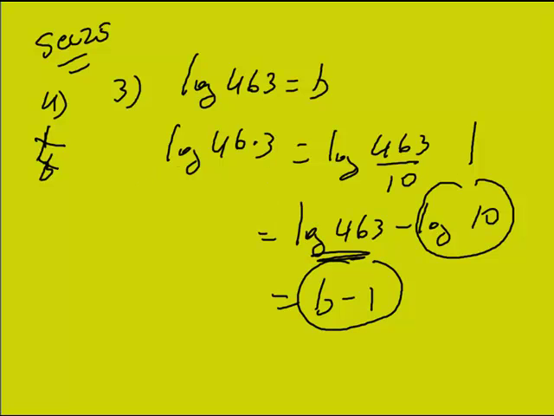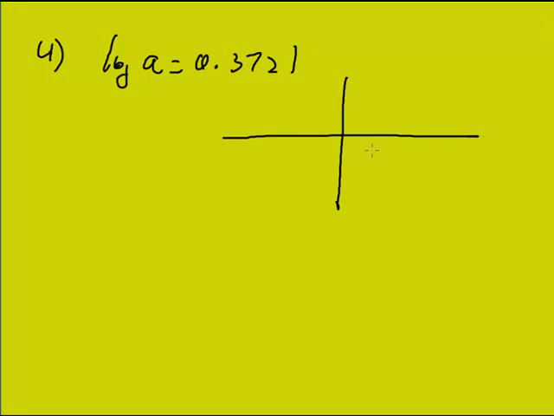Four. The reason you have questions on 4 is because you don't know the graph of a logarithm. This is number 4. They're asking, if log of A is 0.3721, where is A located? That's what they want to know. If you were to graph a logarithm, the curve looks like that, and that's 1. They're telling you this is going to be 0.3721.